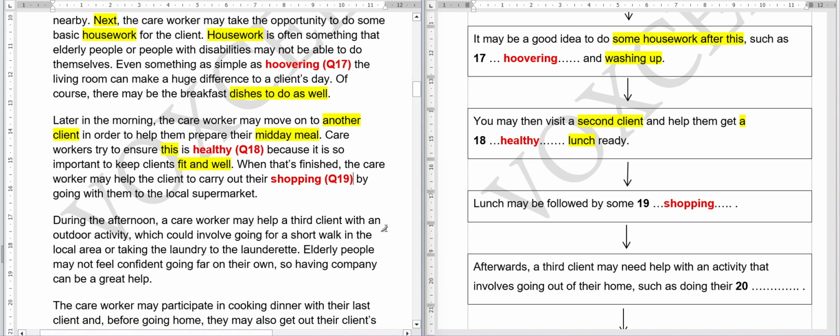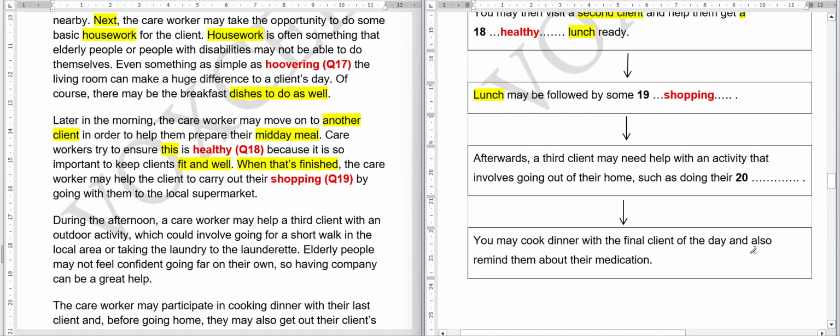Here they have written, when that's finished. So when the lunch is finished, when it's ready, they may help the client to carry out their shopping. So followed by some shopping. The local supermarket is not necessary information here, but we know what type of activity should be done after lunch. Okay, now the 20th question, that's the last for this particular text. Afterwards, a third client. Okay, now you are going to the third client, who may need help with an activity that involves going out of their home, such as doing their something.